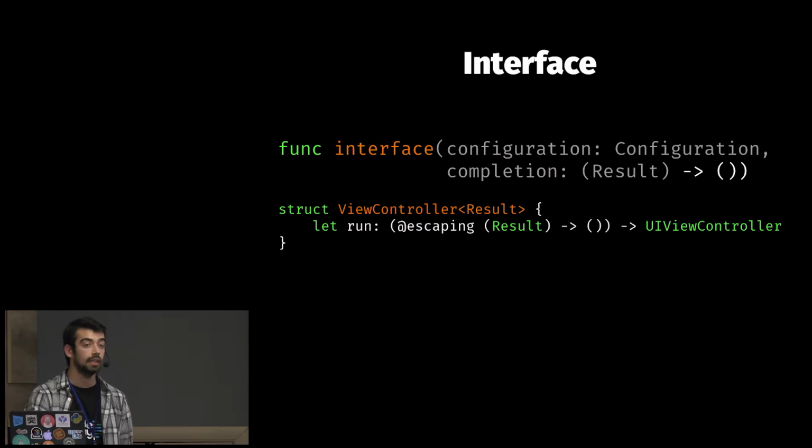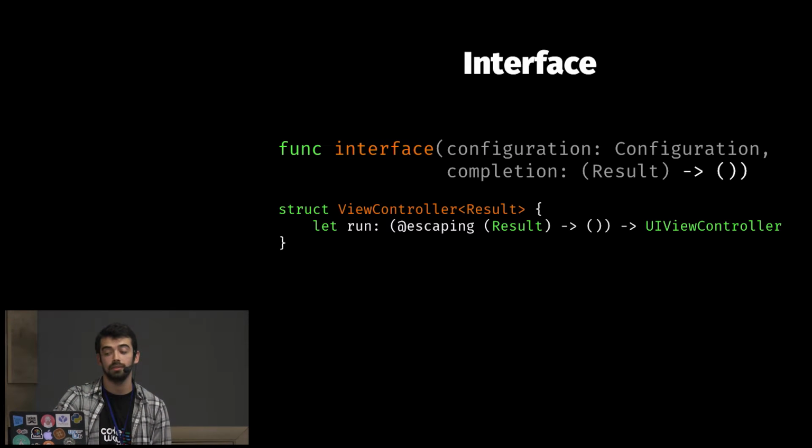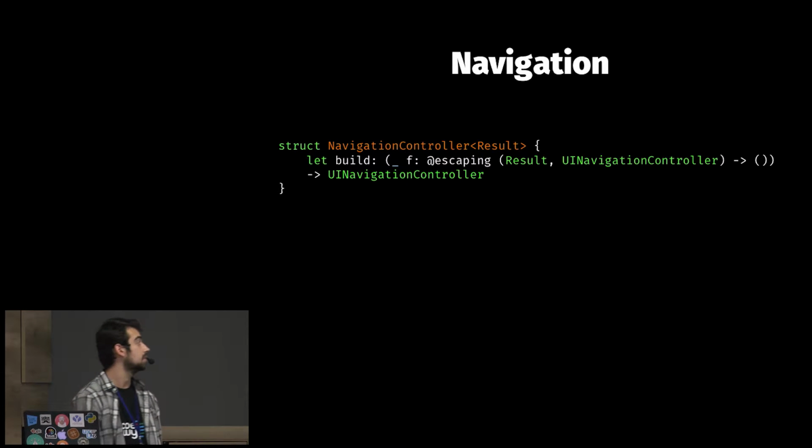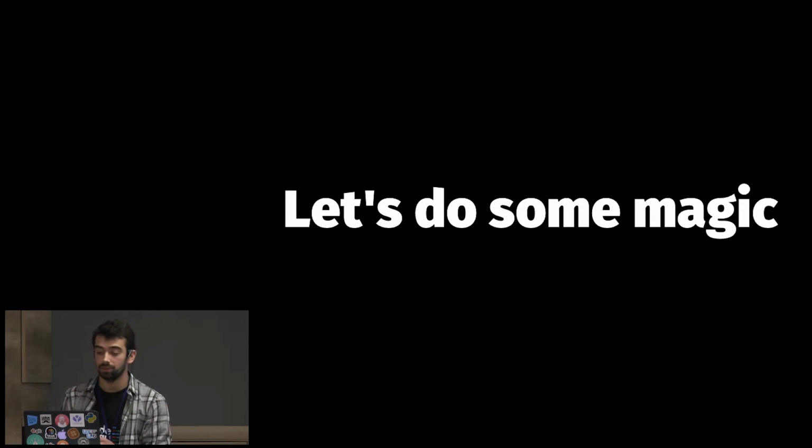But in this case, what will we do with navigation? We will also define an abstraction on it. Here the result will be the result of the flow and not of a specific view controller. Okay, but we are here to code, so let's do some live coding.